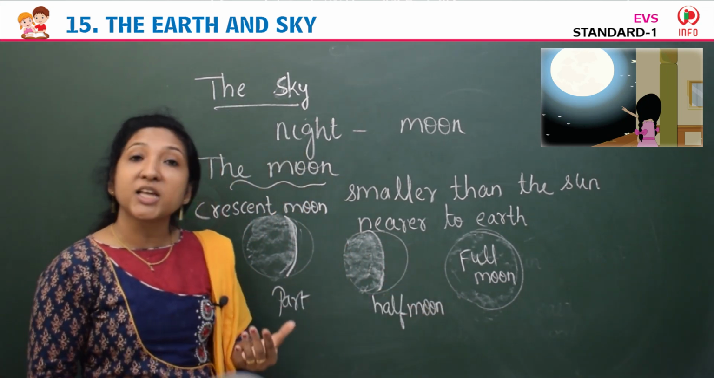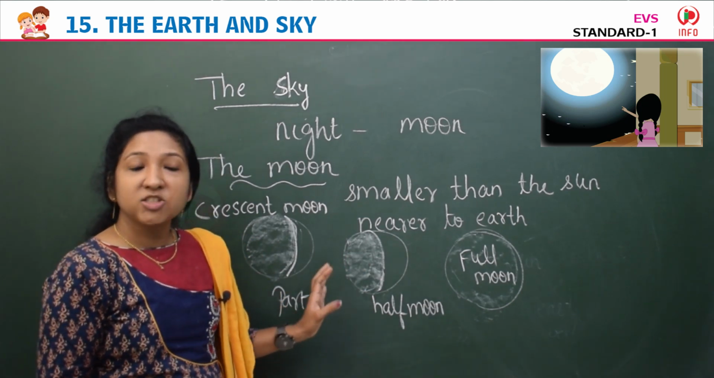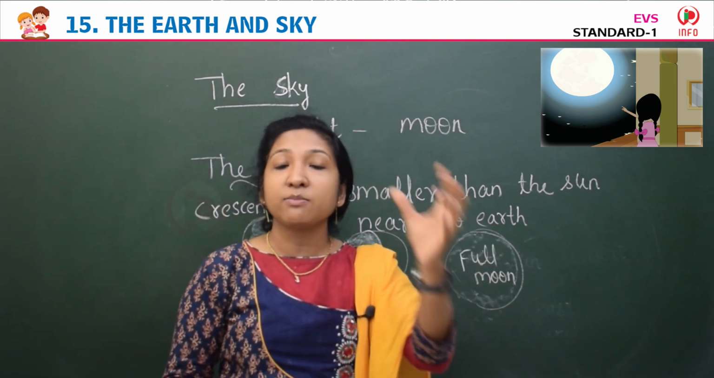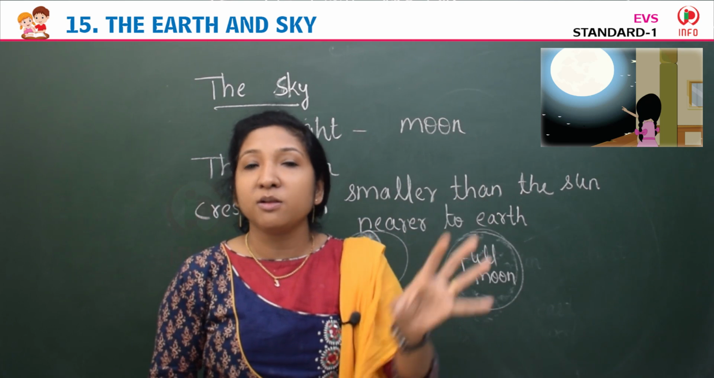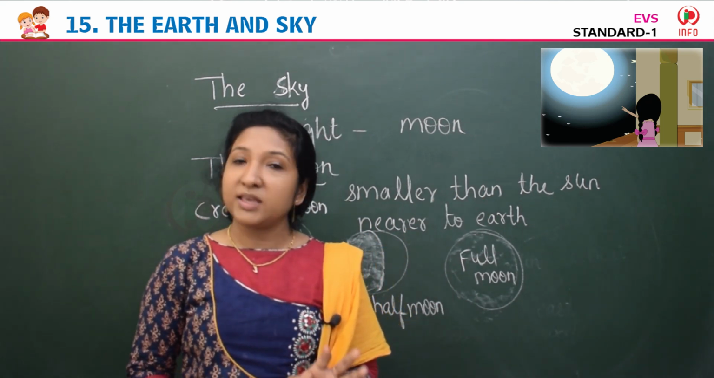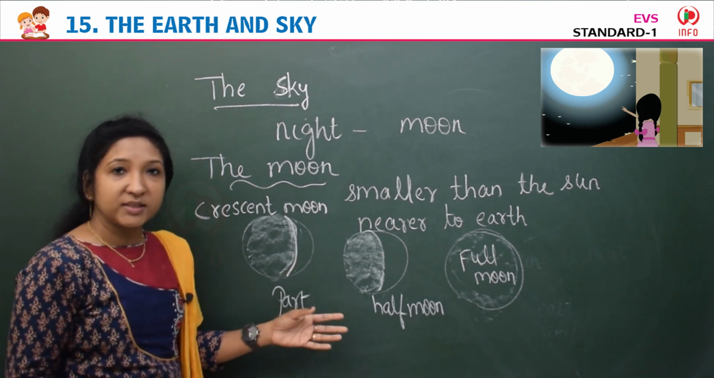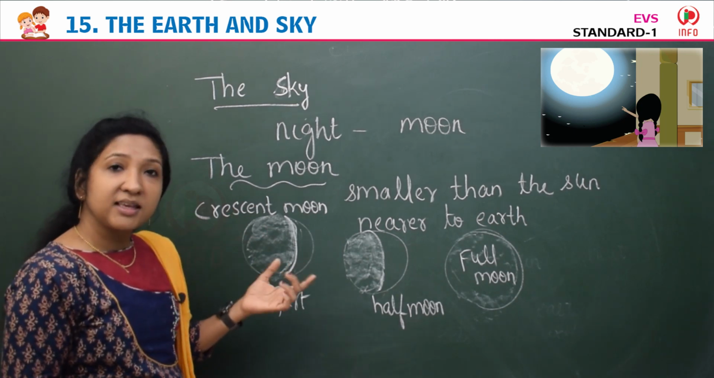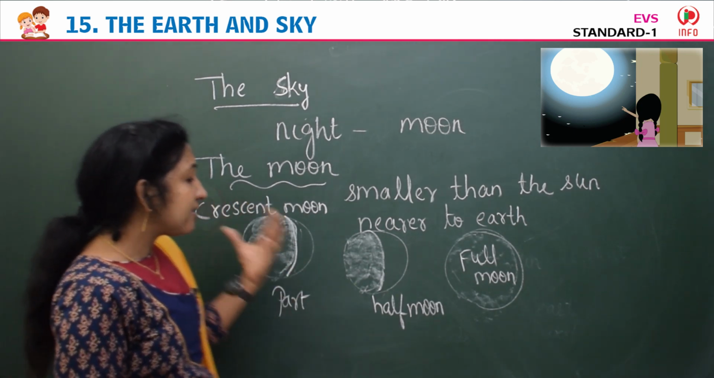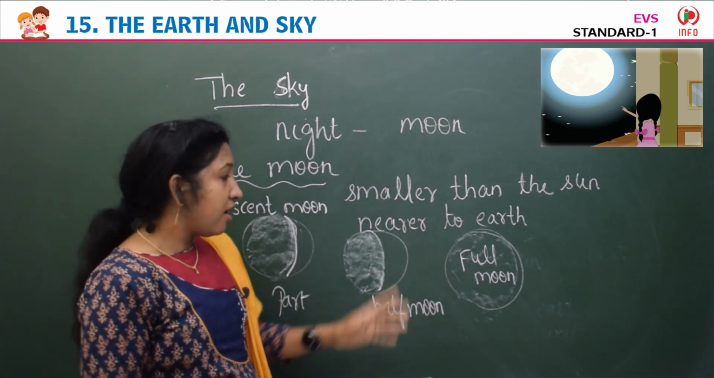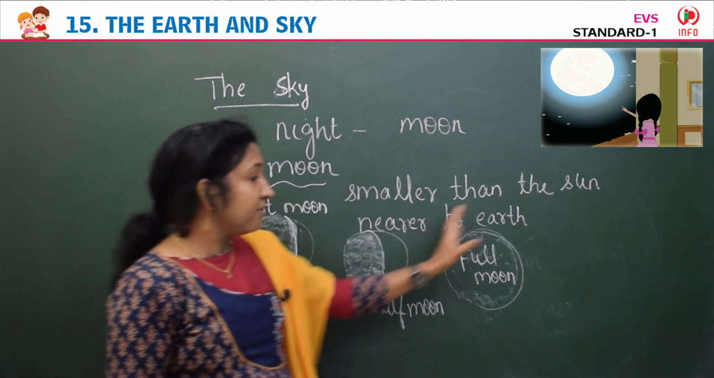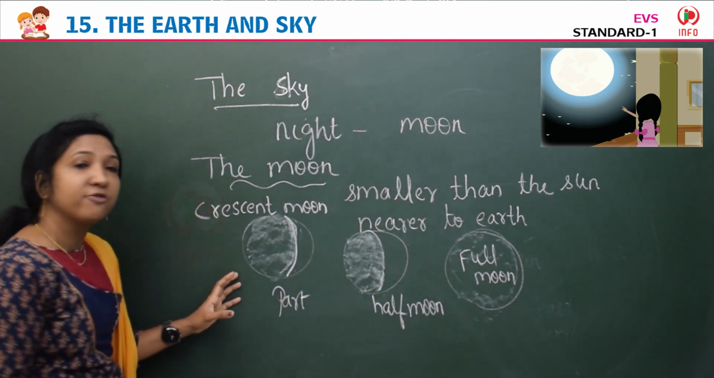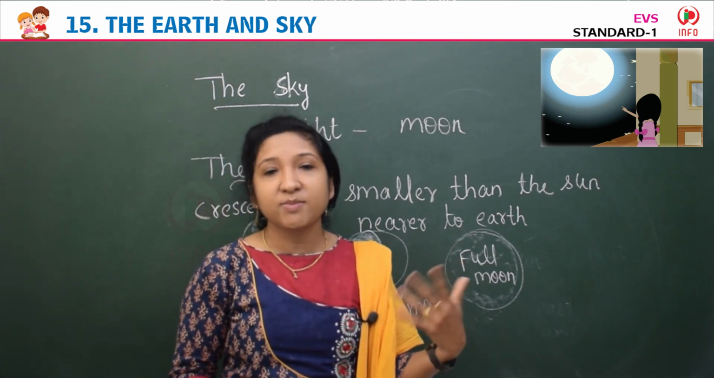Here, have you seen the following shapes of the moon? Every day's moon won't be the same. Sometimes we see half of it, sometimes only part of it, sometimes the full moon. Yes or no? Yes. The part of the moon that we see is called the crescent moon, C-R-E-S-C-E-N-T. And sometimes we can see half of the moon, it is called the half moon. Sometimes we see the full moon. So the moon changes its shape every day.